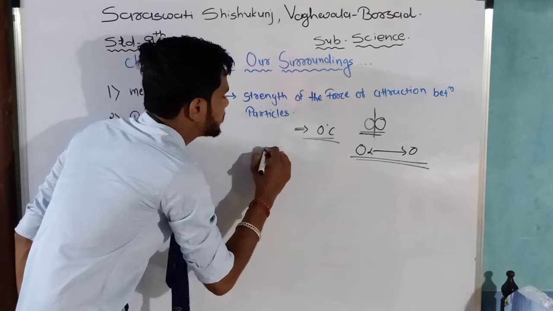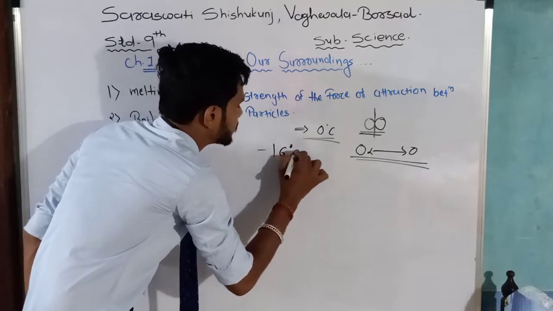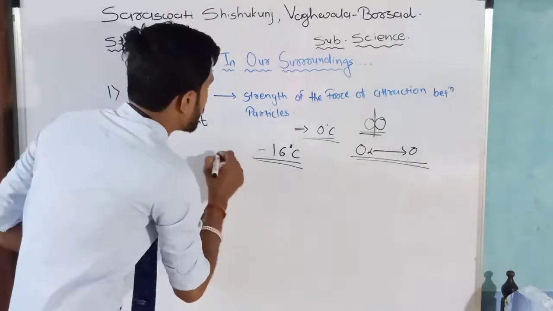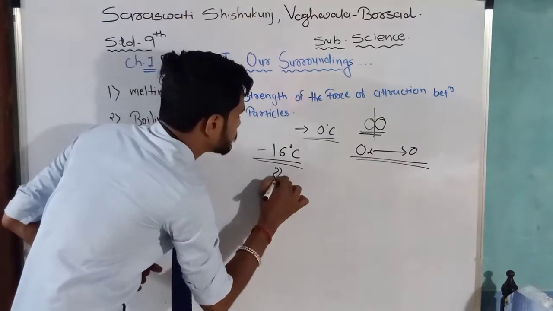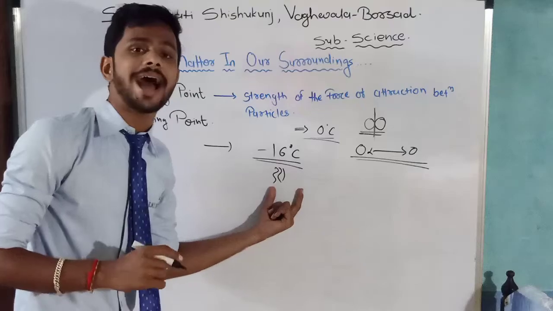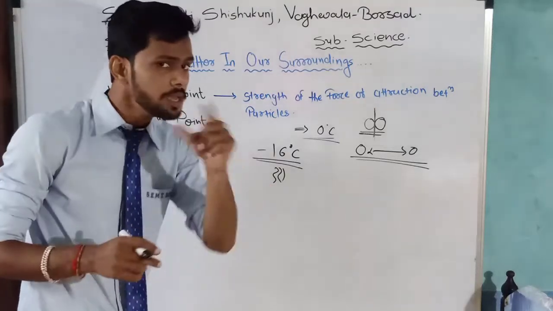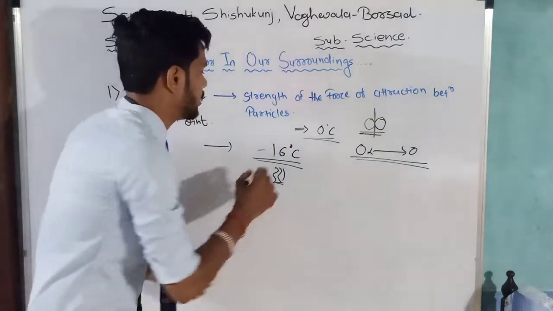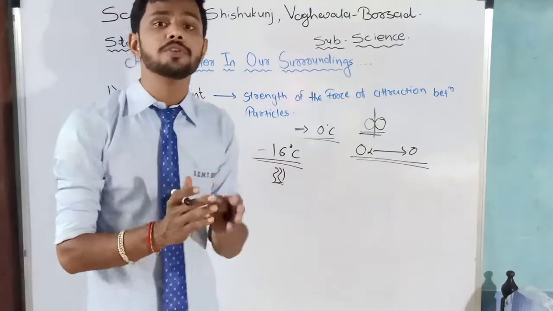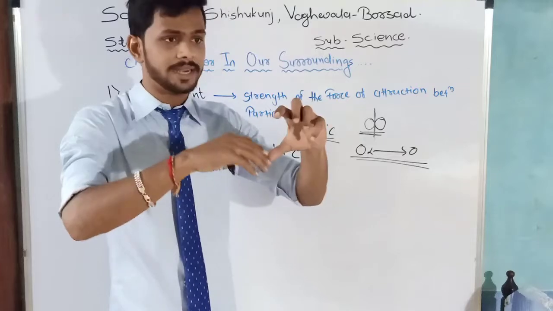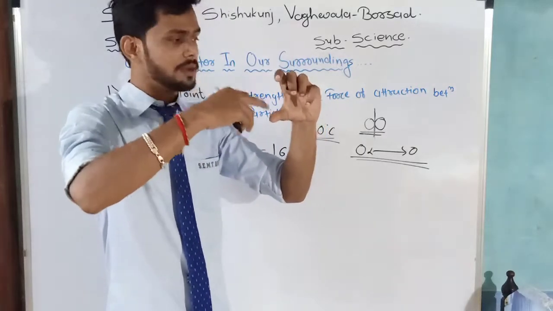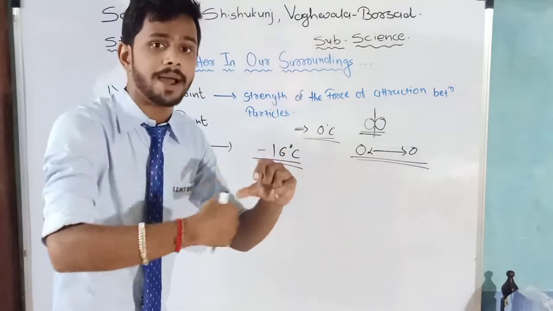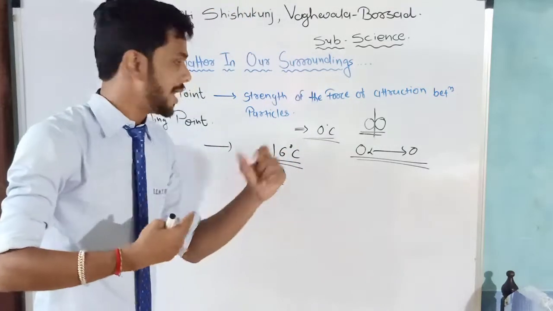Suppose at minus 16 degrees Celsius, we have the water in its solid state, that is ice. Now I have to give some heat to melt this ice and convert it from solid state to the liquid state. Okay, now I am going to give some heat. You can measure it by using the thermometer. You can see that the temperature is rising, from minus 16 to minus 14, minus 12, minus 10, minus 8, minus 7, minus 5, minus 2.